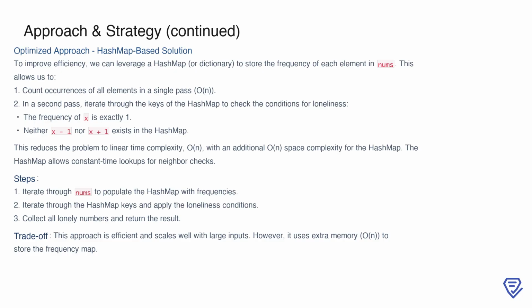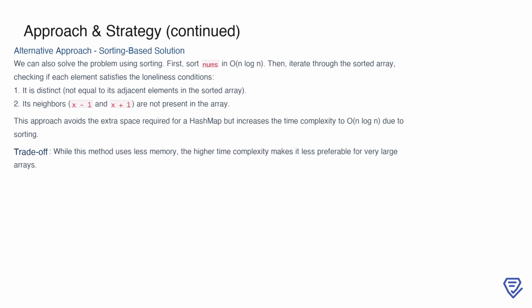This approach reduces the time complexity to O(n), because the operations for counting and checking conditions are linear. However, it does require additional O(n) space to store the hash map. This trade-off is worthwhile, as the efficiency gain in terms of time complexity makes the solution scalable, even for larger inputs. An alternative strategy involves sorting the array first. By sorting the elements, we can simplify the process of checking the loneliness conditions.